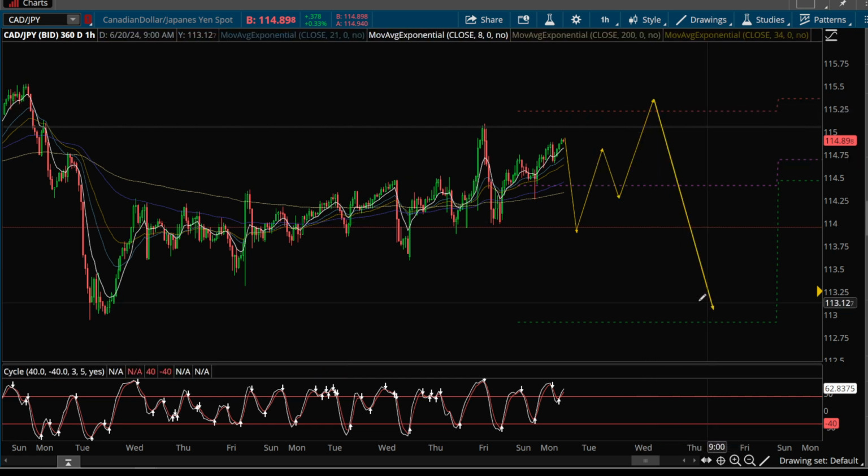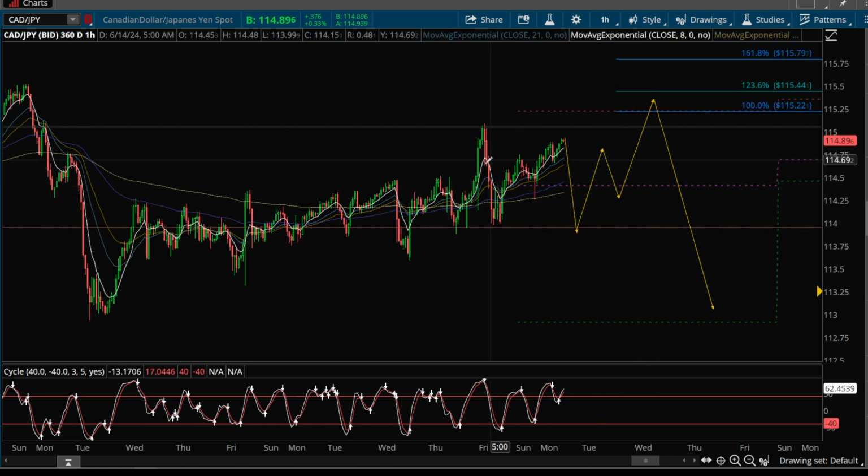You're going back down to the bottom of this structure, or this continues going to the 1618 and the 2618, right? So you won't have any more corrections in this degree after this zigzag, or you make a flat right here. So this will be ready real soon. So CAD yen, keep that on your radar.